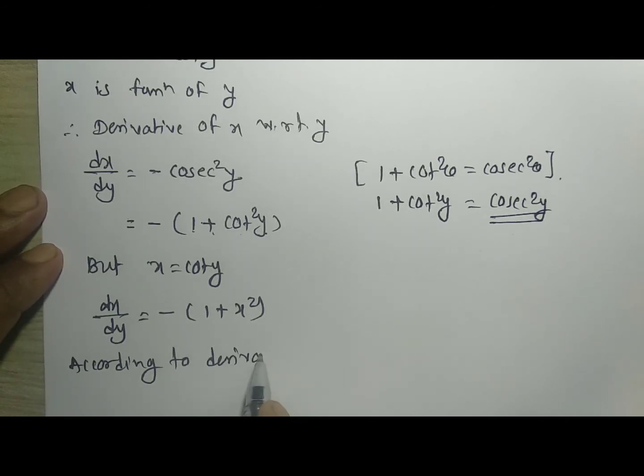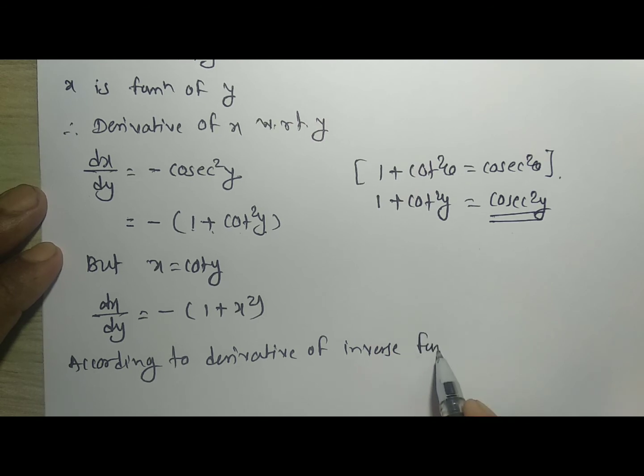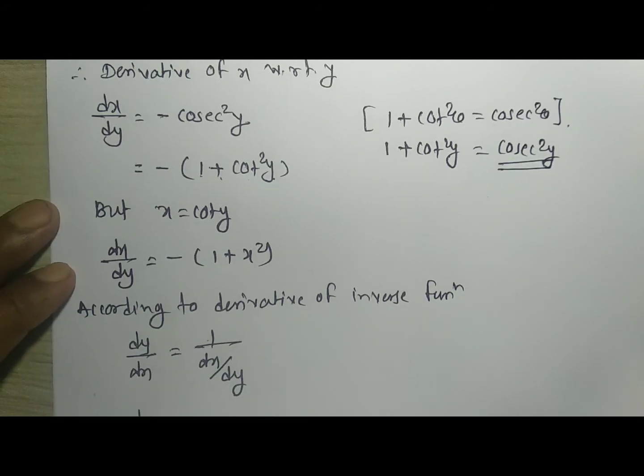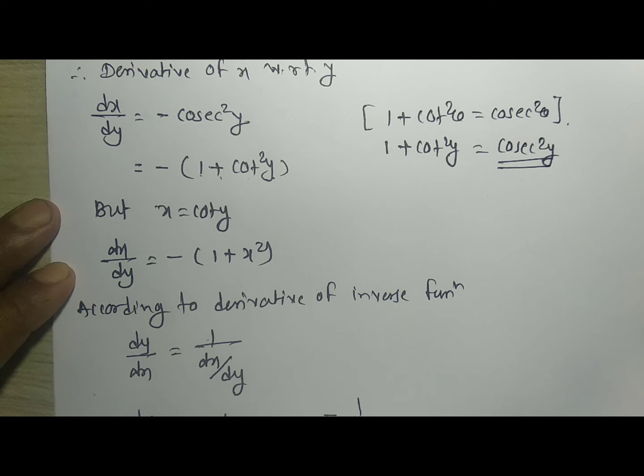derivative of inverse function, that is dy by dx is equal to 1 divided by dx by dy. Putting the value of dx by dy inside this derivative, you will get dy by dx is equal to 1 divided by minus 1 plus x square, and it is nothing but minus 1 divided by 1 plus x square.